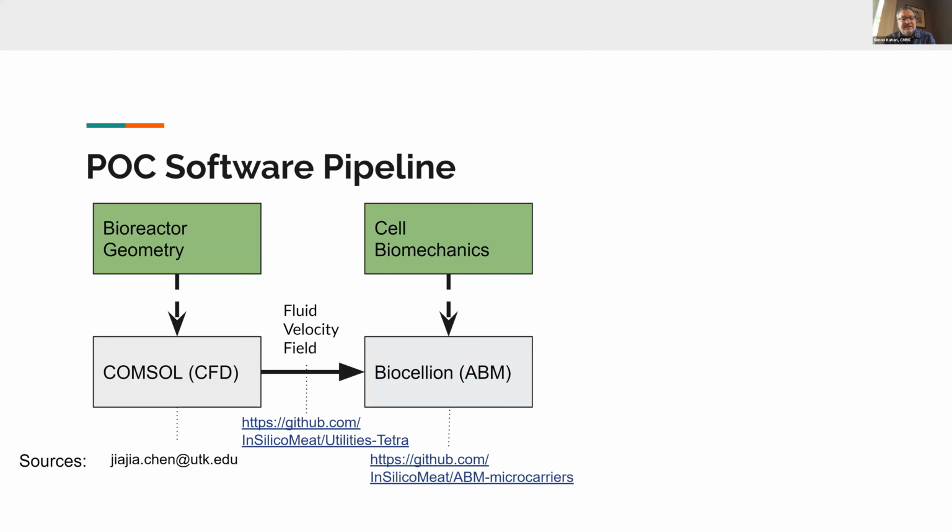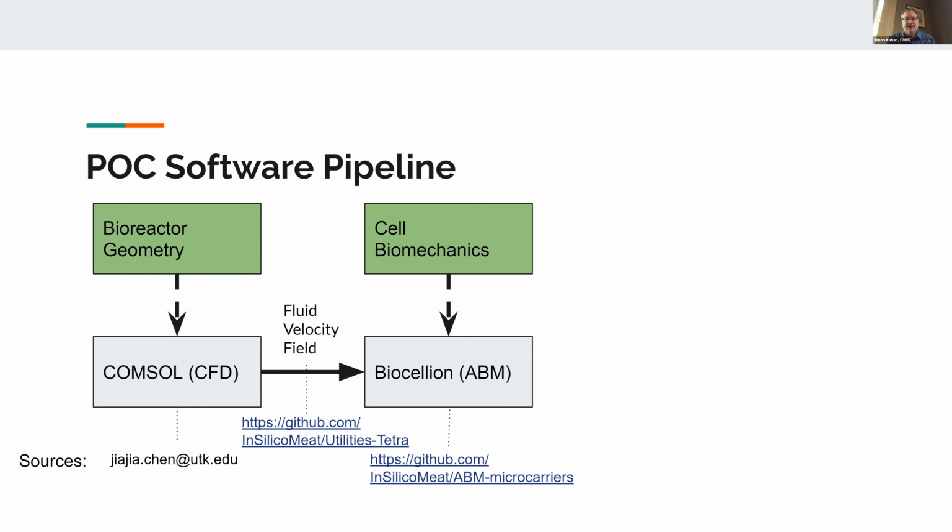Then COMSOL generates that fluid velocity field that actually has to be turned into a structure that the agents can find themselves in. They need to locate themselves in some sort of structure to figure out what the velocity is at their particular point, because as Jaja mentioned, there's a mesh that COMSOL uses. So there's software that's available for that.